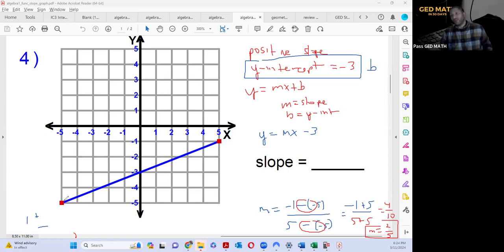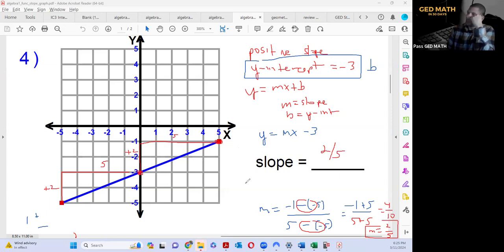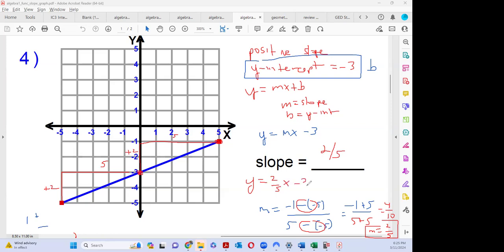That means if I go to this point and I go up 2, 1, 2, and over 5, 1, 2, 3, 4, 5, I'm on that line. Plus 2 over 5, plus 2 over 5. If we kept extending, if we wanted another point on this line, what would we do? Go up 2 over 5. Okay, so the slope was 2/5. So the equation of this line would be y equals 2/5 x minus 3.